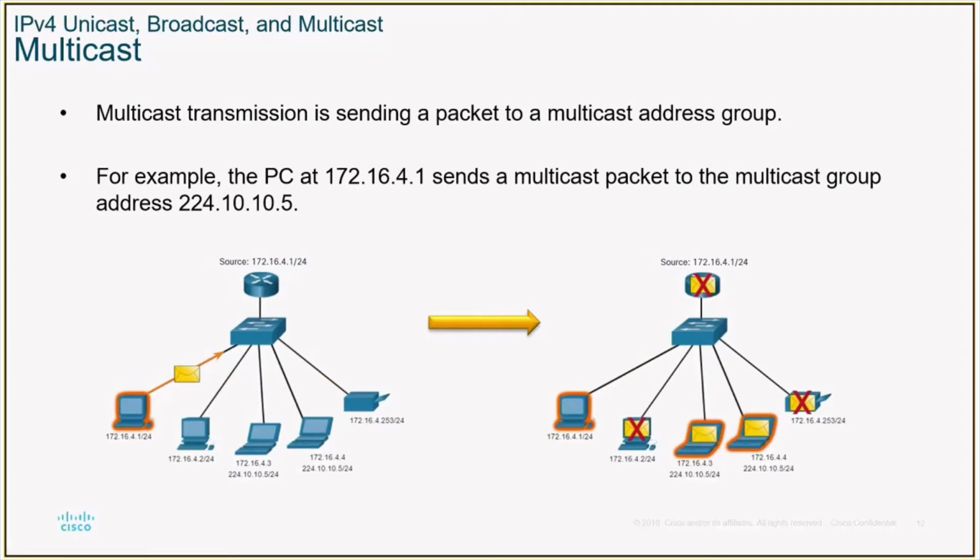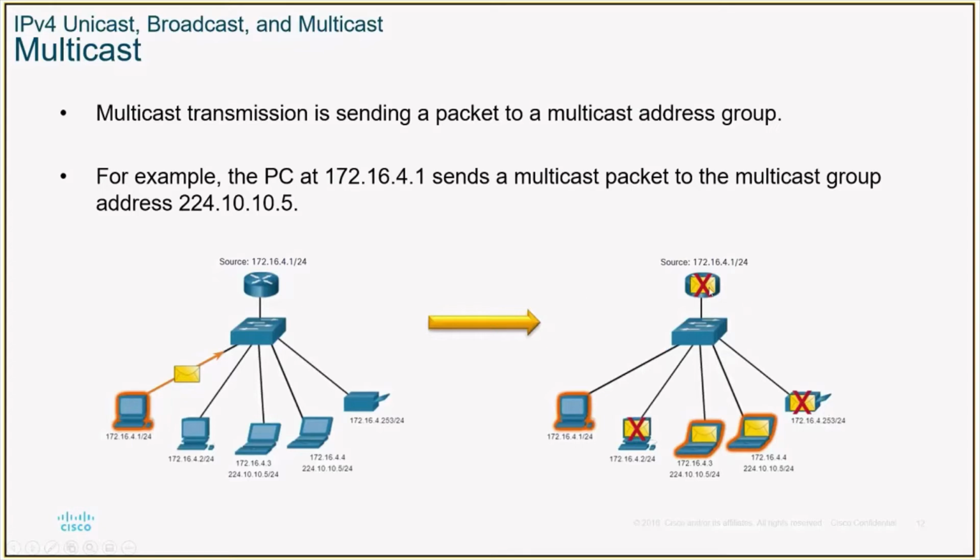A sort of compromise between the two is a multicast. A multicast is to a group. There is a protocol called IGMP, the Internet Group Management Protocol, and that's how you join one of these multicast groups. For example, 172.16.4.1 sends a multicast packet to this multicast group. Part of the IPv4 addressing range is set aside for multicasts, and this is one of them. 224.10.10.5 is the address that's been used. As you can see here, these two laptops are interested in that multicast message, but the printer and the other host are not.